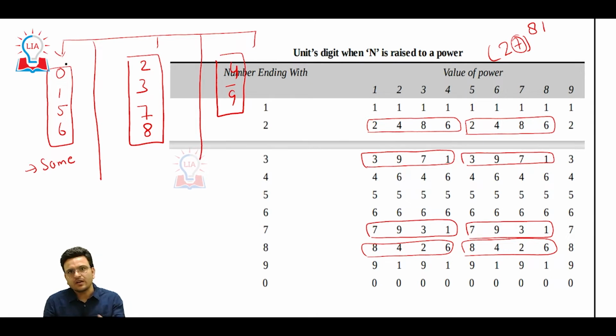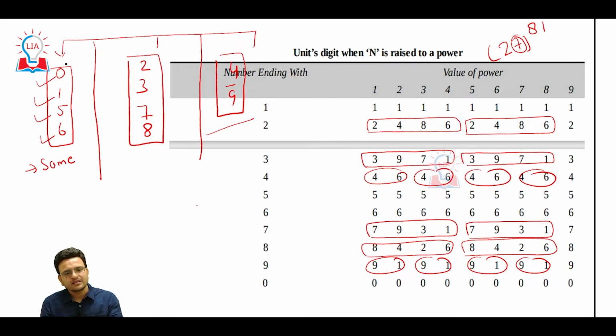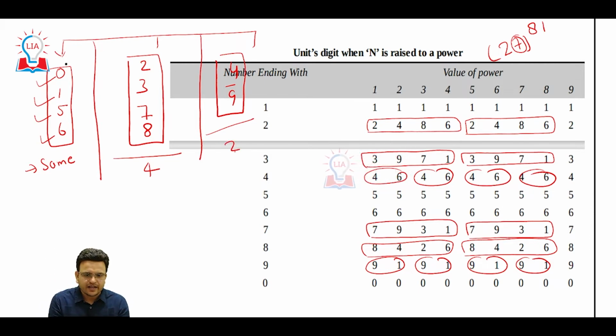Whenever the last digit is 4 or 9, the digits repeat in multiples of 2, like 4 6 4 6 4 6, and 9 1 9 1 9 1. So now I have divided the last digits into 3 types. The last digit can be 0 1 5 6. The last digit can be 2 3 7 8, so we have to divide the power by 4. And the last digit can be 4 and 9, so we should divide the power by 2.